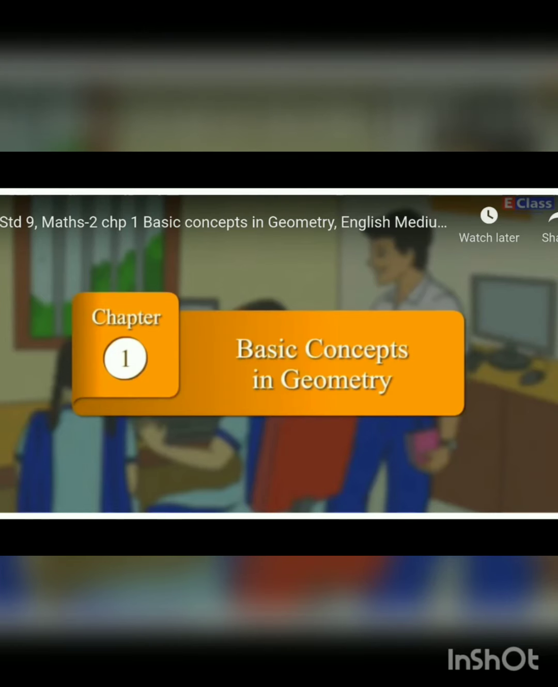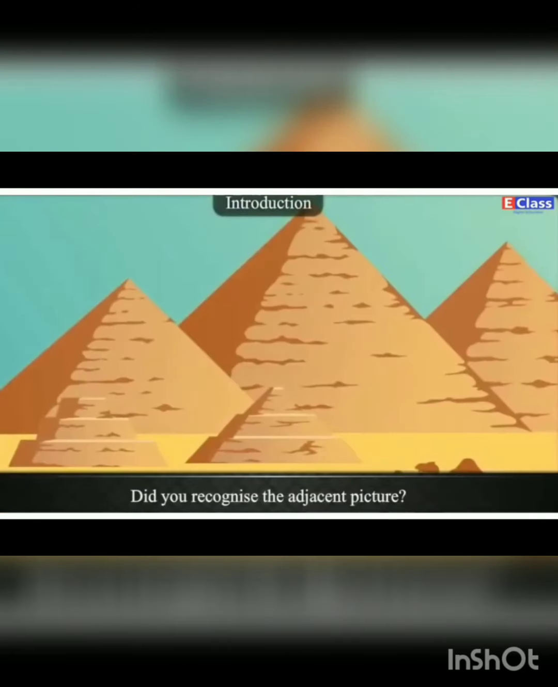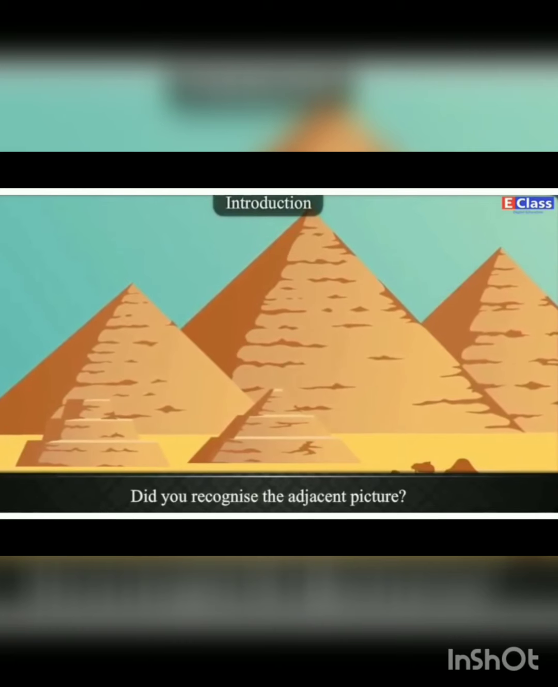Basic concepts in geometry. Introduction. Did you recognize the adjacent picture?